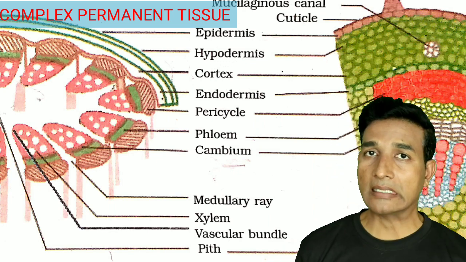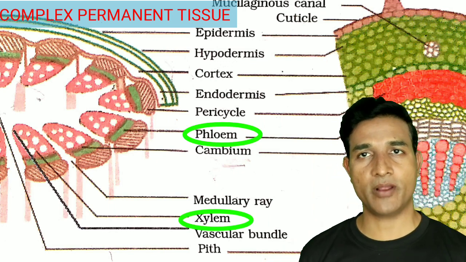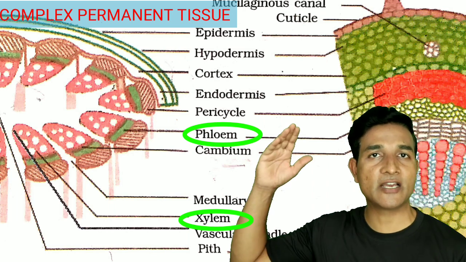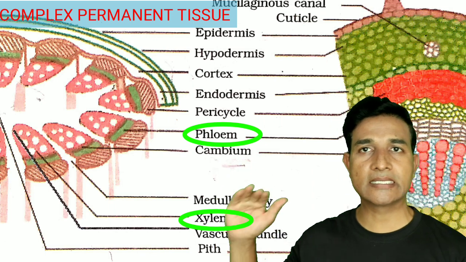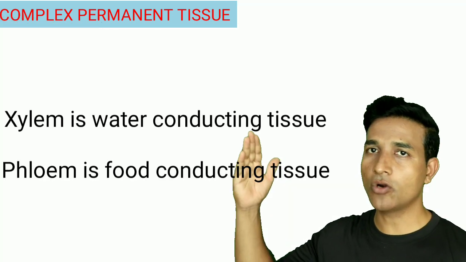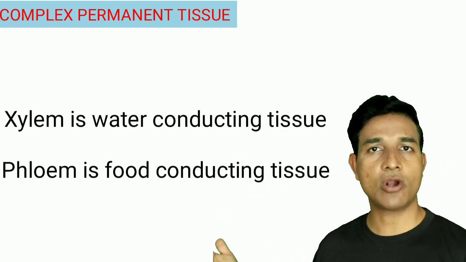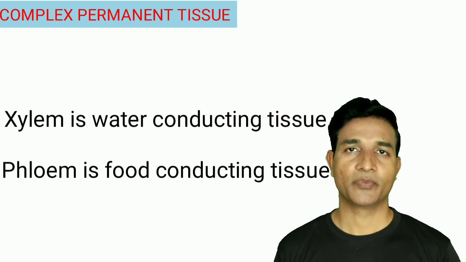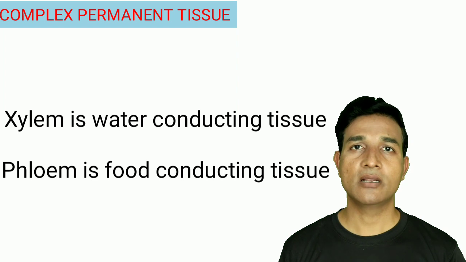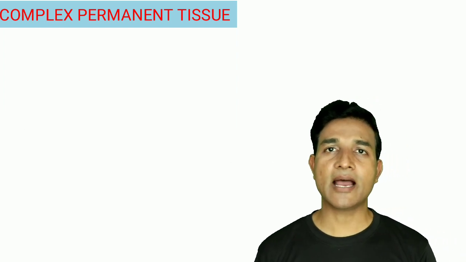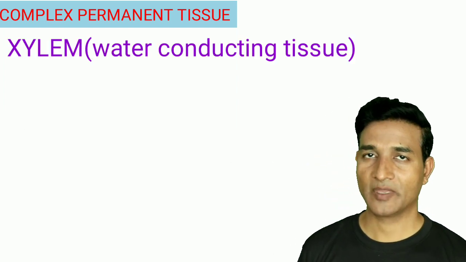Vascular bundles consist mainly of xylem and phloem. So complex permanent tissues are classified into xylem and phloem. Both act as conducting tissues. Xylem is called water conducting tissue, phloem is called food conducting tissue, and these make the plants survive in the terrestrial environment. Let us now study what xylem is in detail.